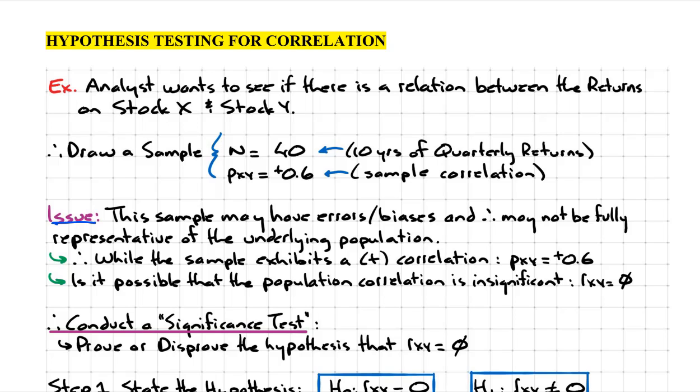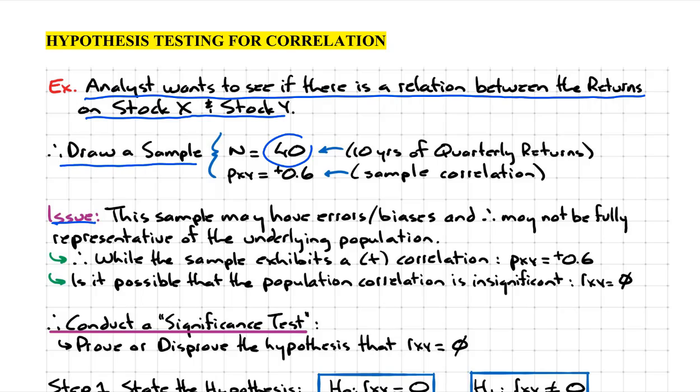Hypothesis testing for correlation. Suppose the analyst wants to see if there's a relationship between the returns of stock X and the return of stock Y. To test the hypothesis, the analyst is going to draw a sample, and this includes 40 observations, so this would be 10 years worth of quarterly returns. And the analyst calculates that the correlation among these 40 observations is positive 0.6. So this would be the sample correlation.